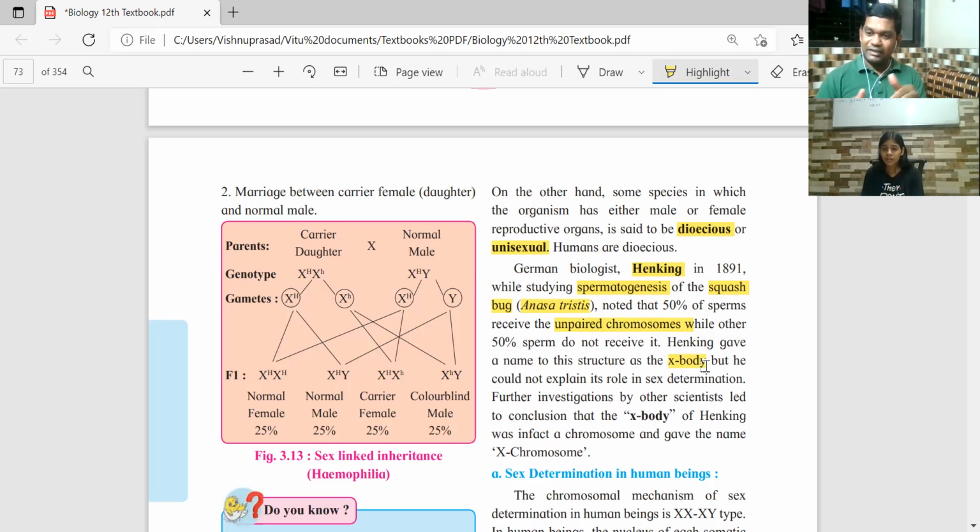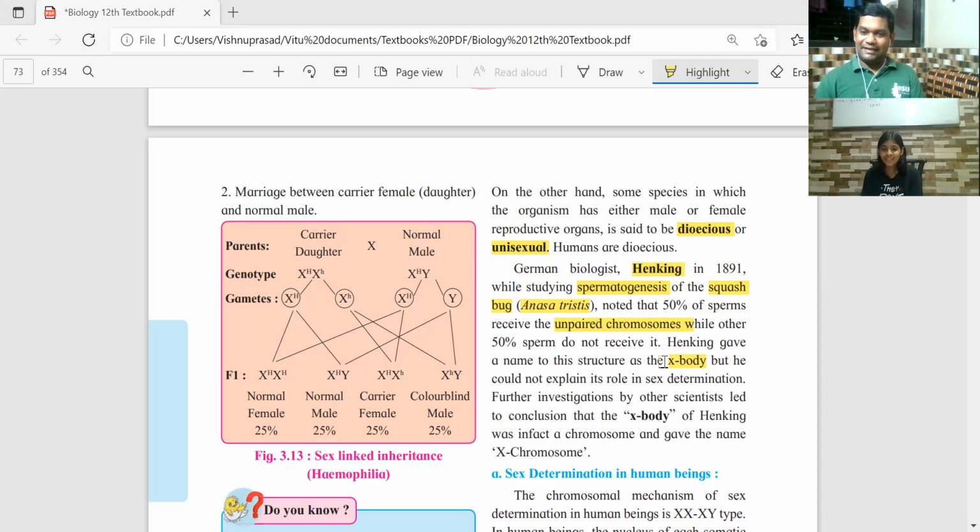I am talking about the time when sex determination was not understood by people. At that time it was understood that one unpaired chromosome was inactivated and reduced to form something called the X body. He could not understand what it was. That's why he gave it the name X body.